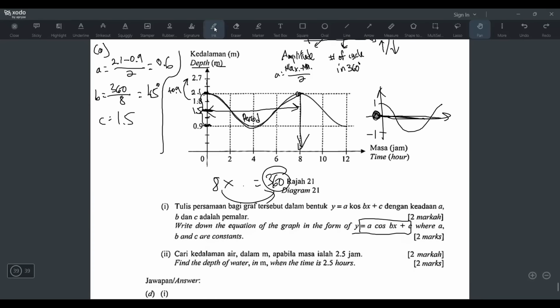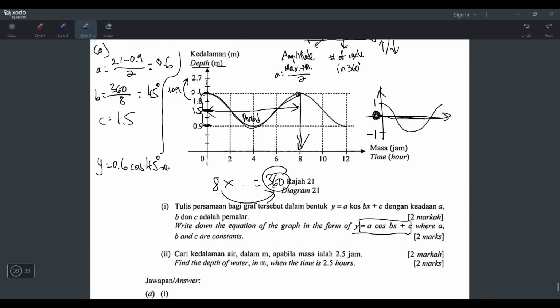Okay, now you are done with the ABC. Now you can write it in this form. Y equals A, which is 0.6 cos BX, so cos 45x plus 1.5. Okay. All right, that's it. Now we can do the last part.